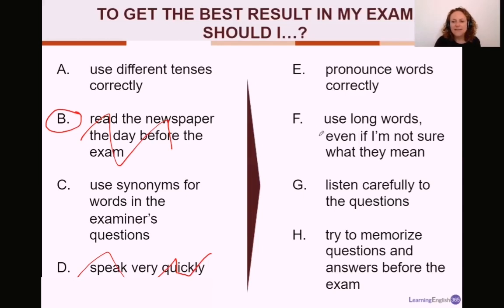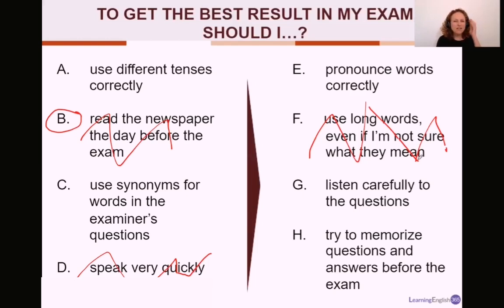Use long words, even if I'm not sure what they mean. No, no, no. Of course, show off if you know a long word. Just make sure that that word is appropriate in the context you're talking about, and that you say it accurately. You know, they're the key rules.